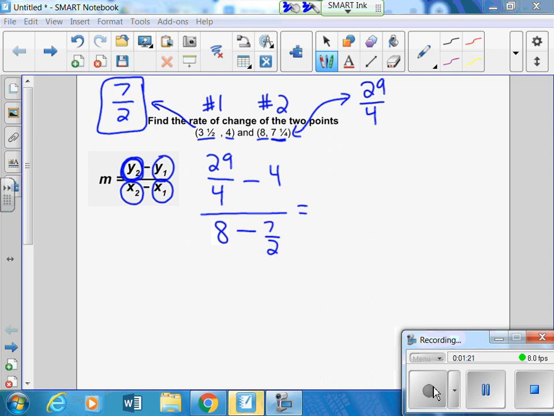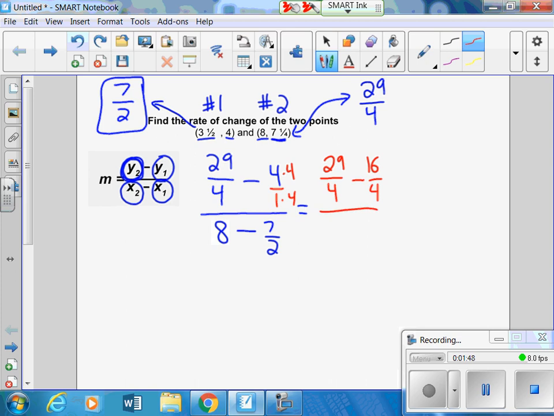Okay, now, in order to add and subtract stuff that we have on top, we need common denominators. So I'm going to write this as 4 over 1. And then we're going to multiply this by 4 to get the same denominator as 29 over 4. Then we have to do the same to the top, so we have to multiply by 4 on top. And so now we have 29 over 4 minus 16 over 4.